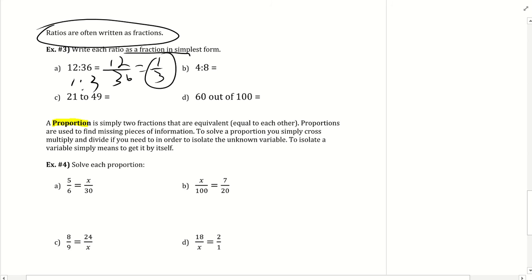The last part that we want to take a look at here is proportions. It's simply two fractions that are equivalent, equal to each other. Proportions are used to find missing pieces of information. To solve a proportion, simply cross multiply and divide. That's a huge skill that you're going to need in order to isolate the unknown variable.